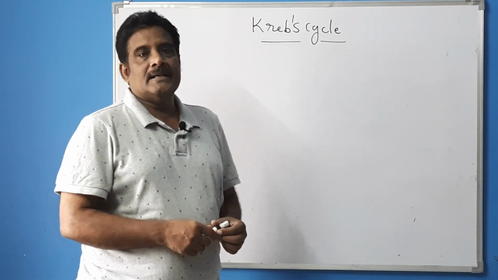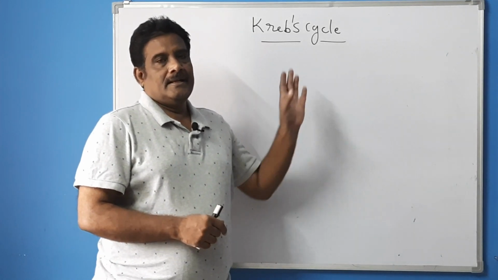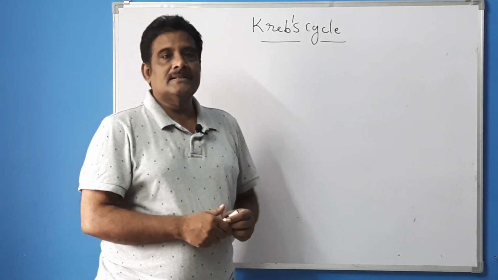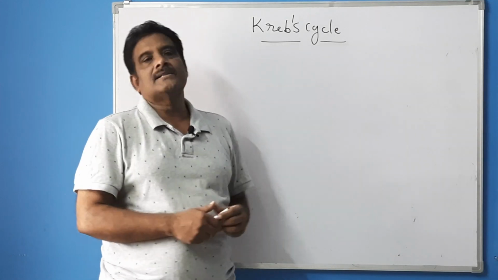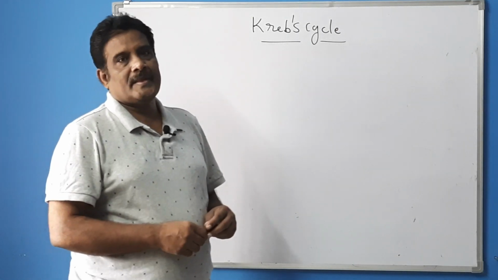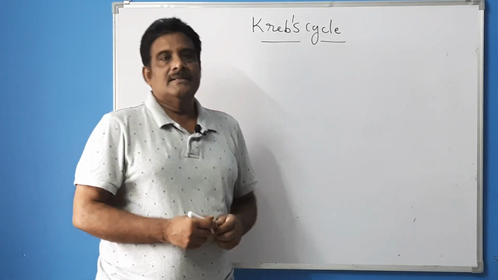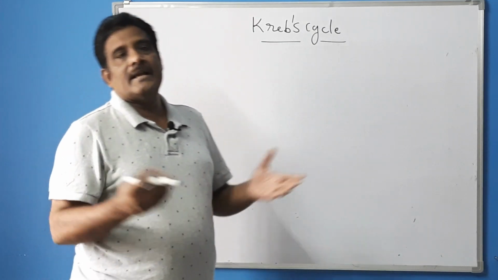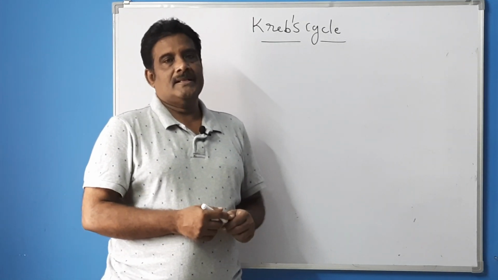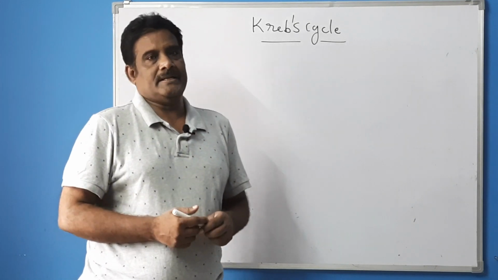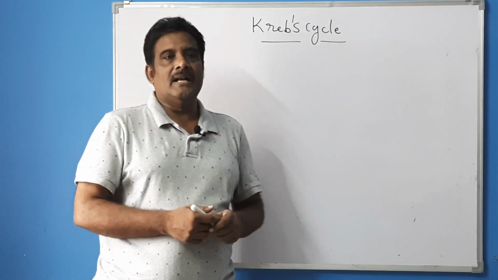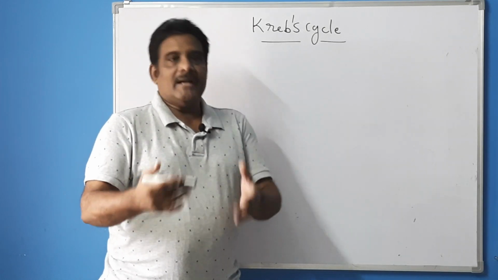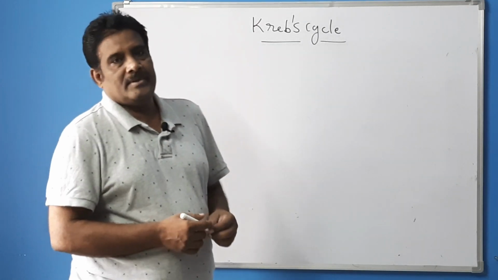Today our topic is the Krebs cycle. You know very well that Krebs cycle reactions take place in aerobic respiration. Krebs cycle reactions are related to aerobic respiration only. In aerobic respiration, there are two stages as studied earlier: glycolysis and the Krebs cycle. The Krebs cycle will not be in anaerobic respiration. Only in aerobic respiration do Krebs cycle reactions happen, in the matrix of the mitochondria.